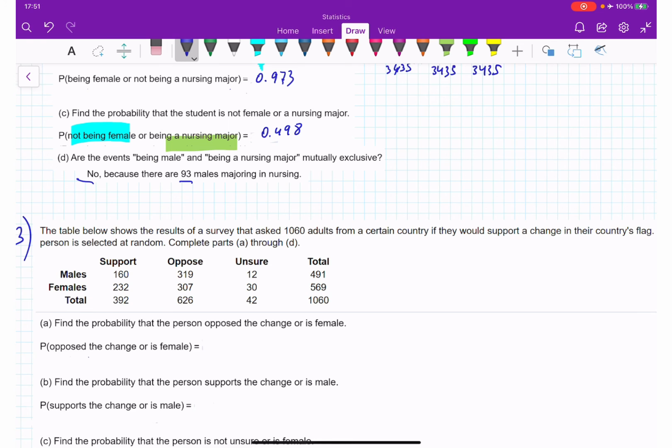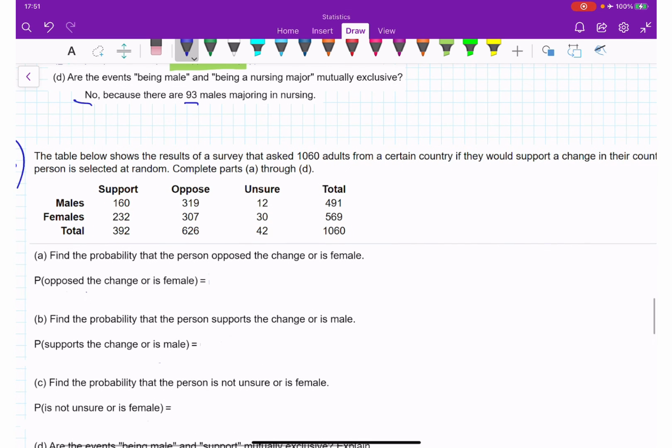So we have a table here. Let's go answer questions. This is our total, grand total. So find the probability that the person opposed the change or is male, female. So how many people oppose the change? It's going to be 626, right? 626. Let me write down. So 626 over total 1060. Or is female.